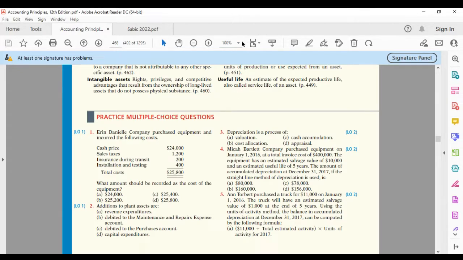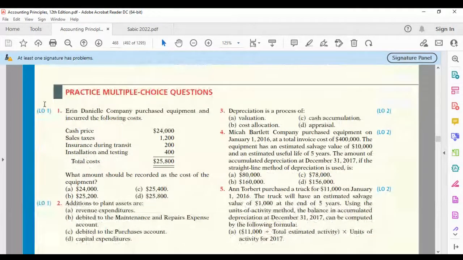Very quickly. Question number 1. Part A, B, C, D. You have these answers. What should be the cost of the equipment? Part D. Okay. Why part D? Because all these costs should be included, right?